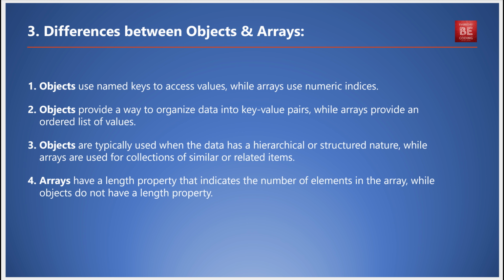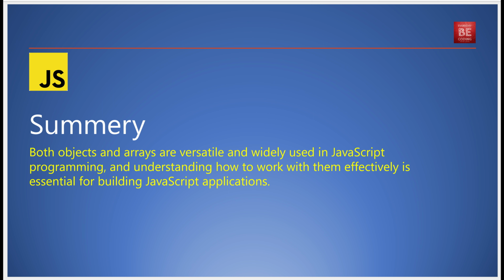Objects are perfect for structured hierarchical data, while arrays are ideal for collections of similar items. An interesting difference is that arrays have a length property which indicates the number of elements in the array, while objects lack this property. In essence, objects and arrays are the building blocks of JavaScript.